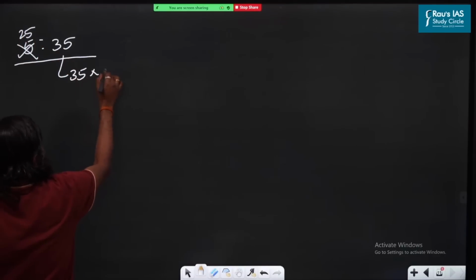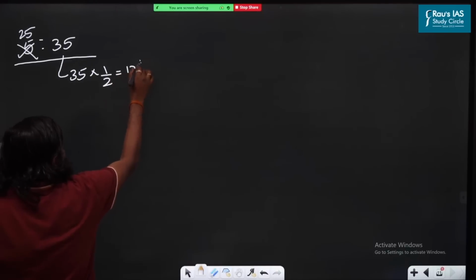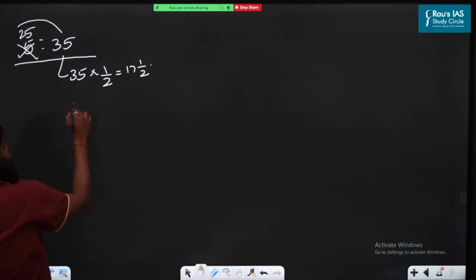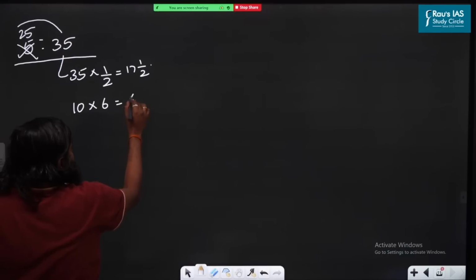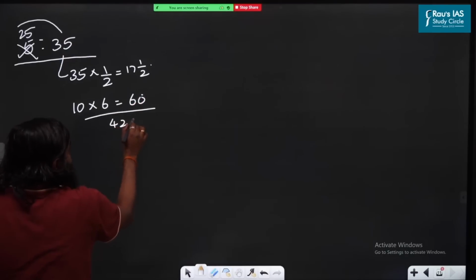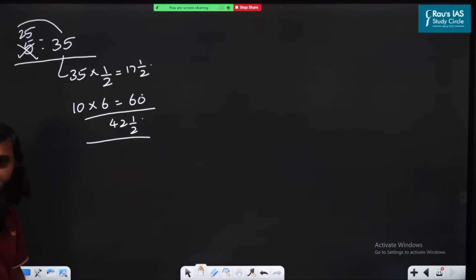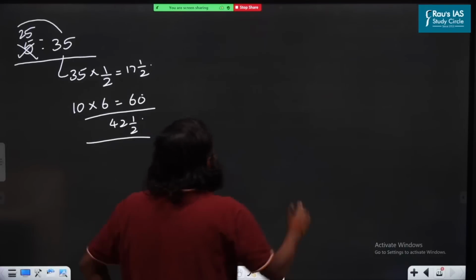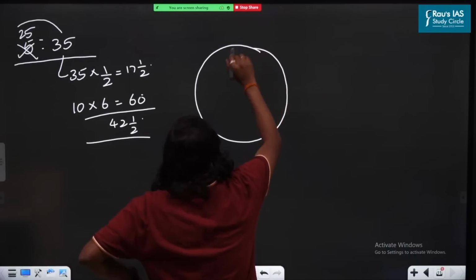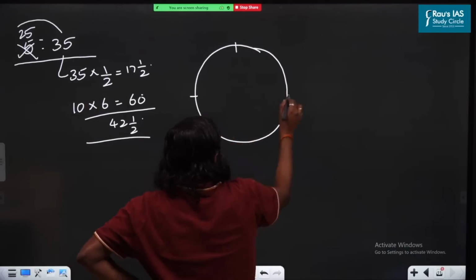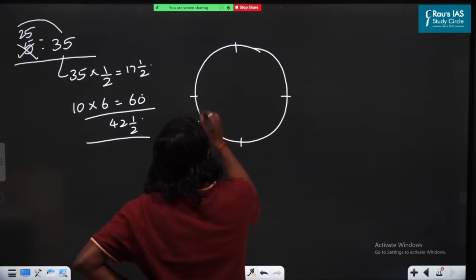Now, do you remember how we solved this? Do you understand this? Now, overtaken or not overtaken? Previous diagram. Do you understand?